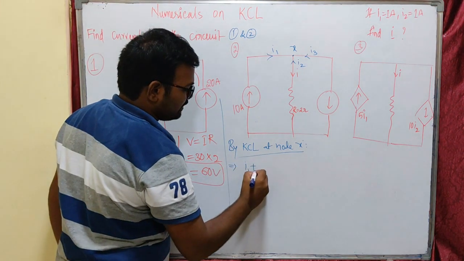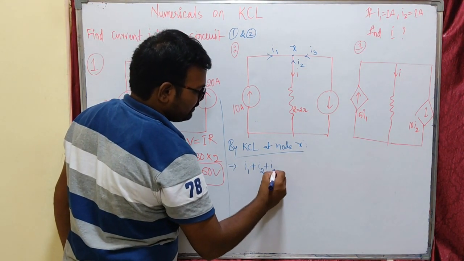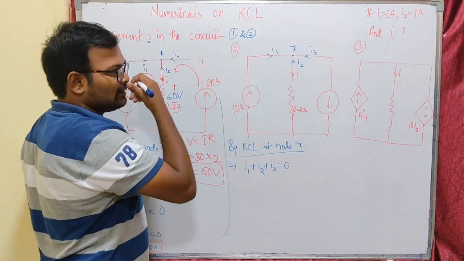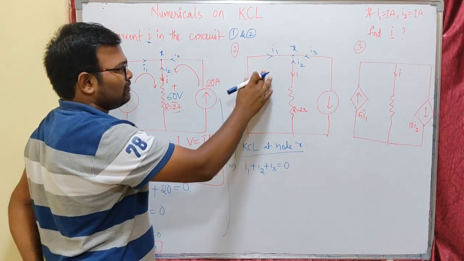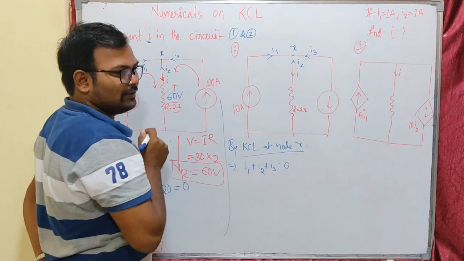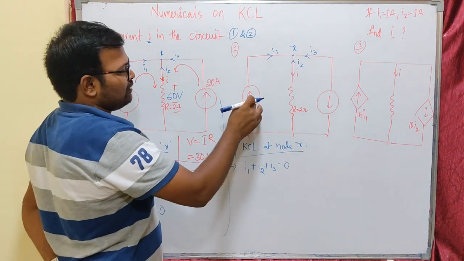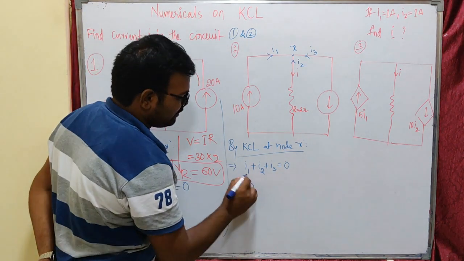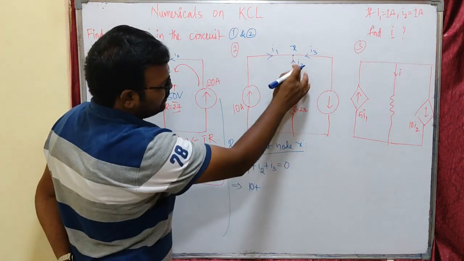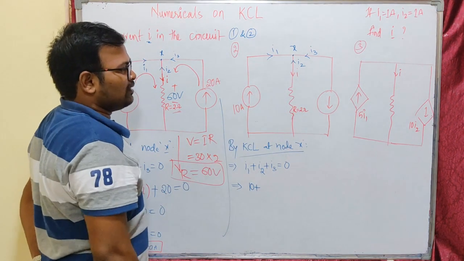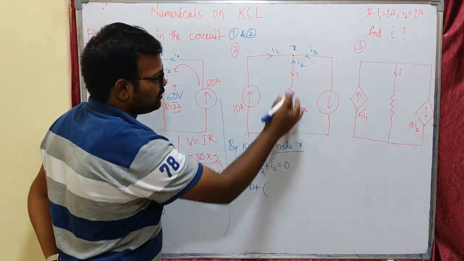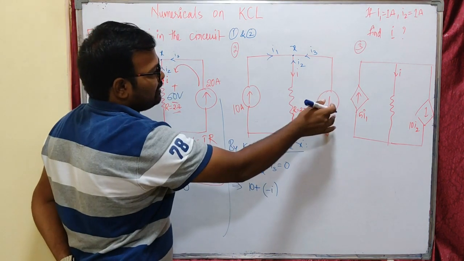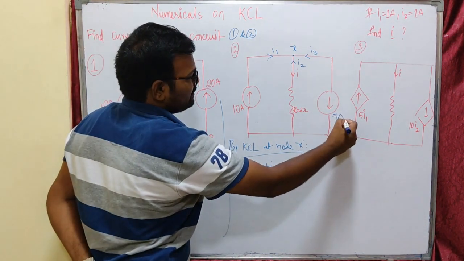The sum of all the currents entering or leaving a node should be equal to 0. You can also consider the currents leaving the node, so that is up to you. You can choose currents entering the node or currents leaving the node. The current 10 amperes and I1 are in the same direction, so I replace I1 with 10 amperes. I2 is in the opposite direction to I here, so I represent I2 as minus I, and I3 is in the opposite direction to our current here, which is 5 amperes.